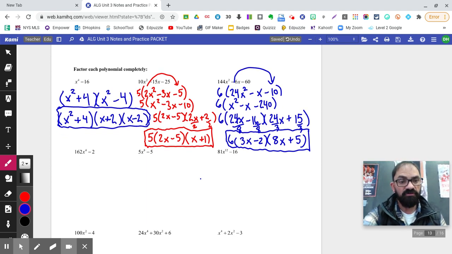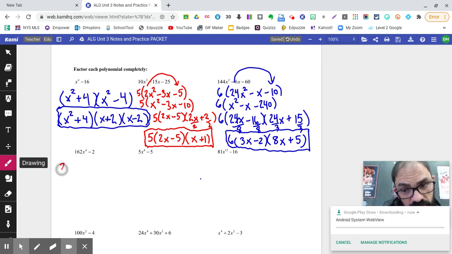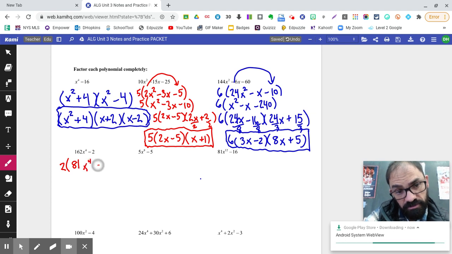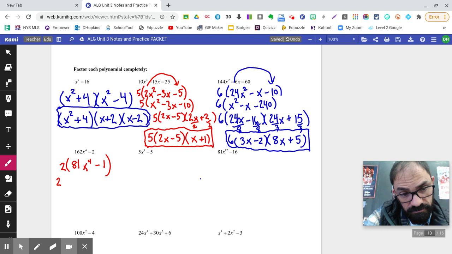162 x to the fourth minus 2. Well, they're both even, so I know I can factor out a 2. So 162 divided by 2, that's 81 x to the fourth minus 1. 2 divided by 2 is 1. And that is a perfect square. Square root of 81 is 9. Square root of x to the fourth is x squared.